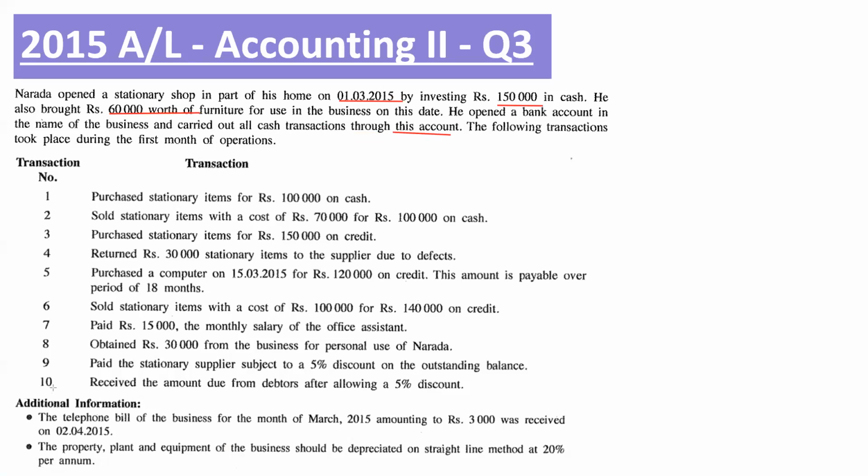So there are 10 transactions and two additional pieces of information are given. The telephone bill of the business for the month of March, 3000, was received on 2nd of April 2015. This is for the month of March. And the property, plant and equipment should be depreciated at 20% per annum. This uses 20% of the cost per annum.